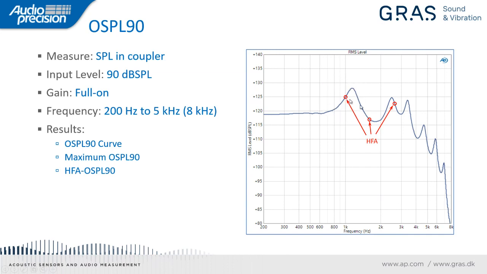Those are 1.0, 1.6, and 2.5 kilohertz. We take the level or gain at those three frequencies, simply average the decibel values, and that's called the HFA gain or the HFA level for high frequency average.